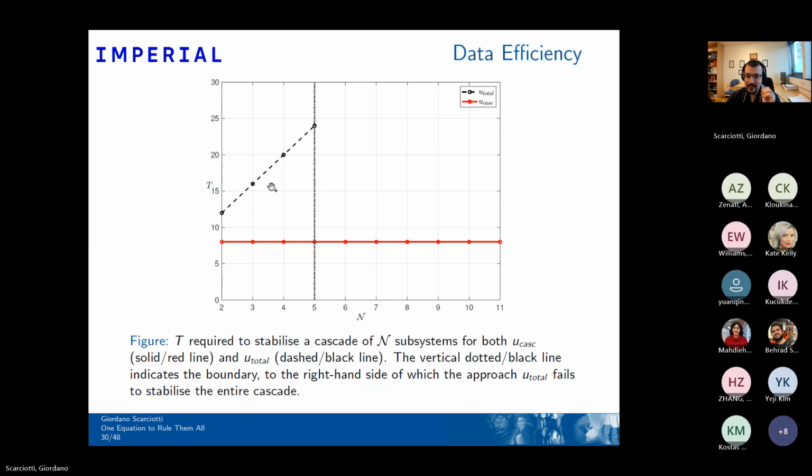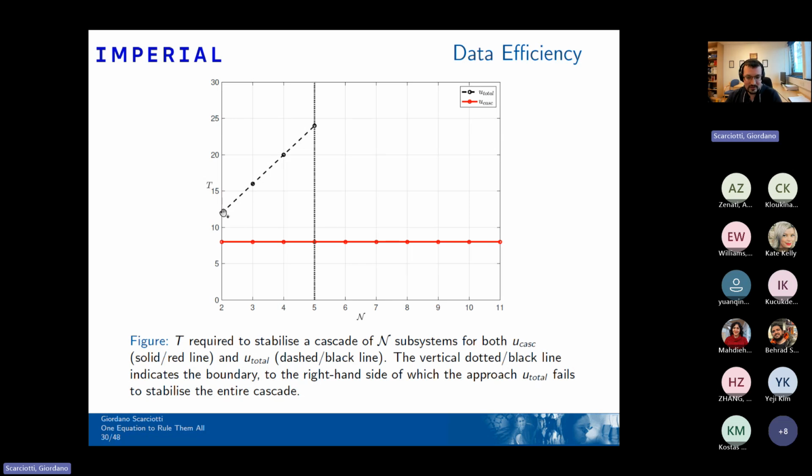But, yeah. So here, essentially, what we see is the following. We are making a simulation in which we want to stabilize a cascade of 2 systems, then of 3 systems, or 4 systems, up to 11 systems. The red line is the number of samples that we need using the approach that we propose, which is always constant, equal to the maximum size of these systems, which is, I think, 4 or 5, I don't remember, something like that, okay? While the black dots show the number of samples required, otherwise it doesn't work.